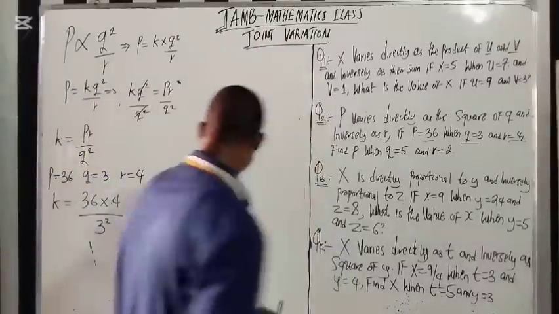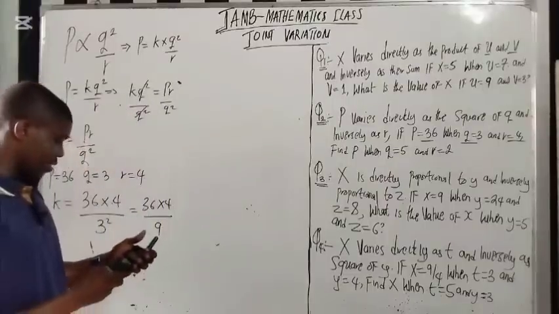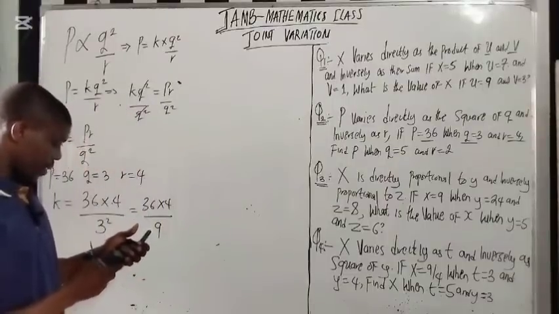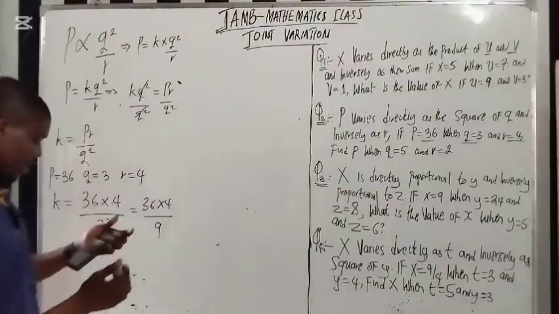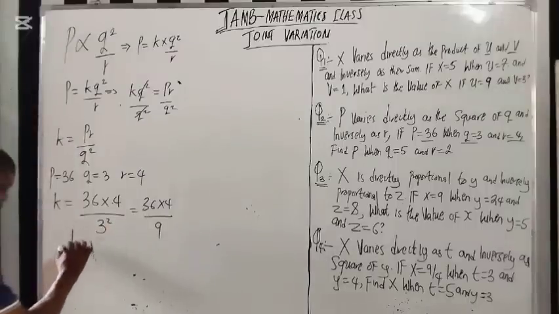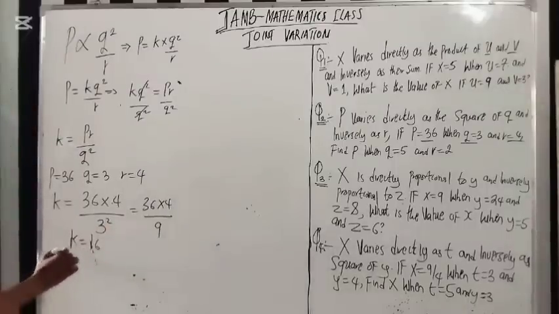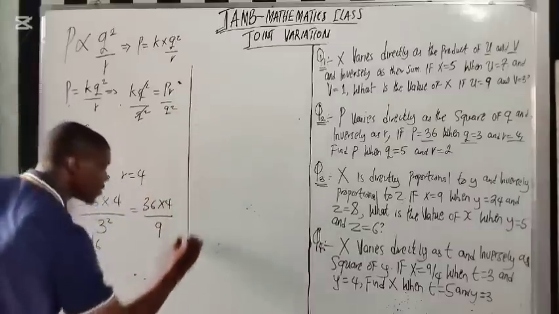So we use our calculator here: 36 times 4 divided by 9. So the answer is 16. So my K is equal to 16, right? K is equal to 16 here.